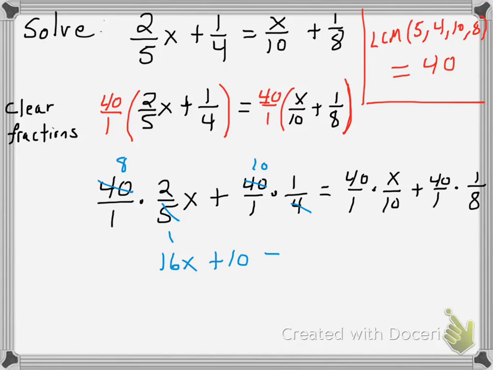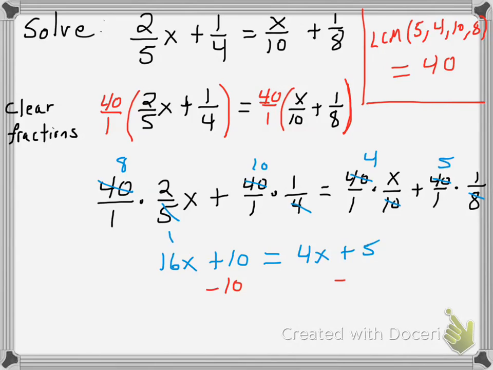Okay, so that takes care of the left-hand side. On the right-hand side, 10 goes into 10 once and into 40 4 times. And what we have left is a 4 and an x, so we have 4x. And for the last piece, 8 goes into 8 once, into 40 5 times. Now in blue here we have an equation without fractions, and we have the variable on both sides.